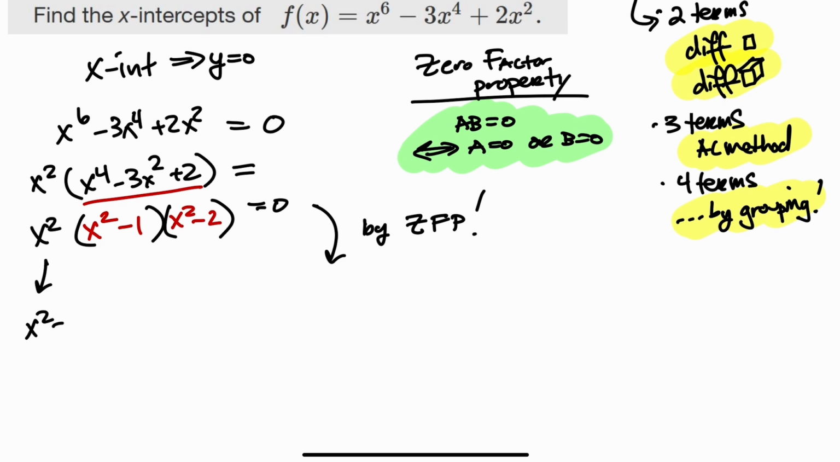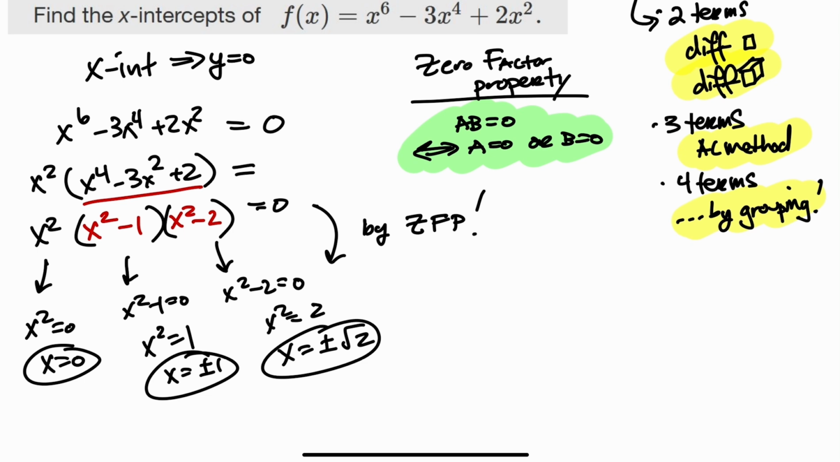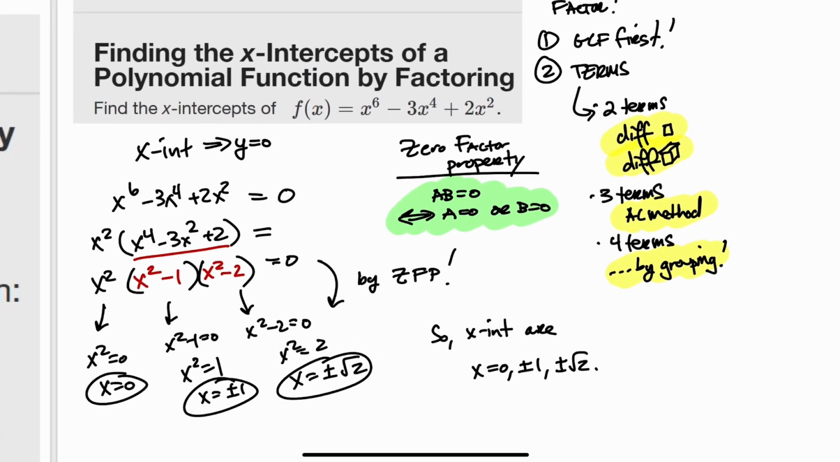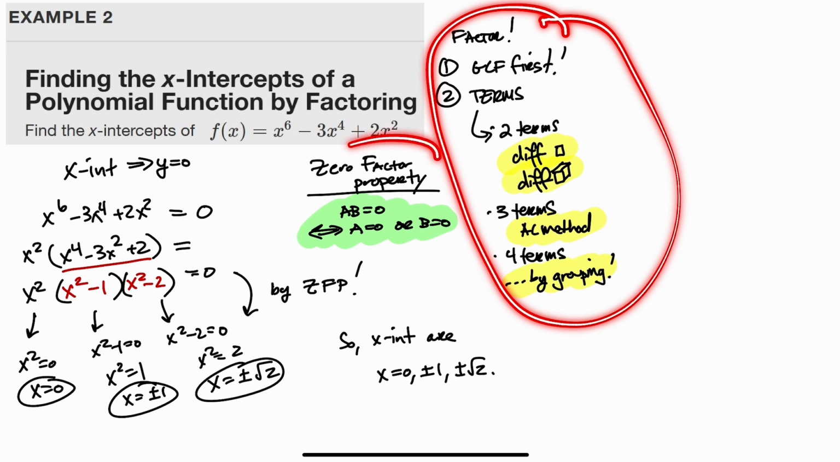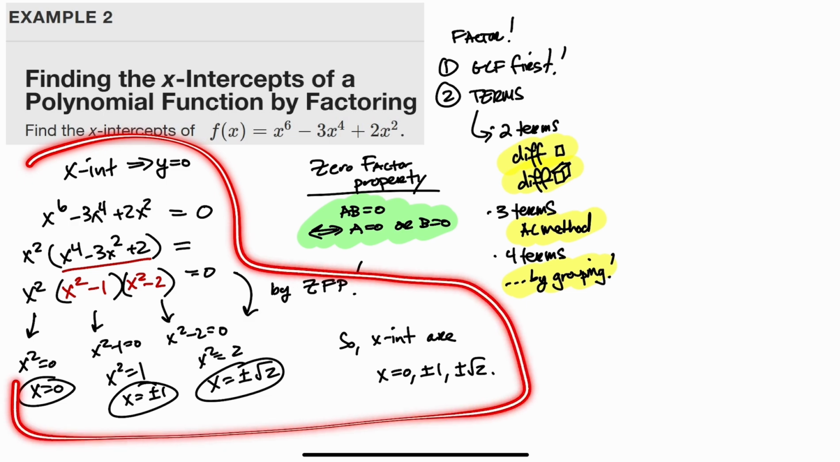So that means here either this was 0, this was 0, or this is 0. So that means that x is either equal to plus or minus 1, x is equal to plus or minus the square root of 2, or x is equal to 0. Those would be all of your x-intercepts. So the x-intercepts are x is equal to 0, plus minus 1, and plus minus square root of 2. You do not have to write out this every time or this, but I think everything else in here is a great way to write these answers.